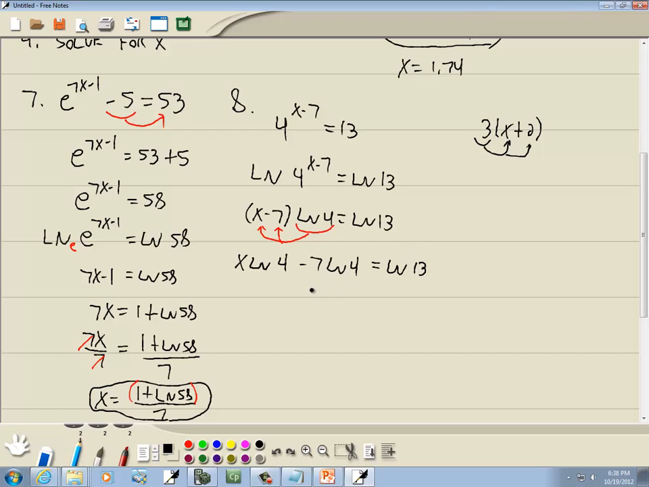Okay, now this is a linear equation at this point, so we're going to solve for x. If I were to put 7 natural log of 4 in my calculator, that's just a number. So our step in solving linear equations is get everything with a variable on one side, numbers on the other side. So I'm going to take the negative 7 natural log of 4 to the right side. When we do that, it becomes a positive. So we've got natural log of 13 plus 7 natural log of 4. Now we're trying to solve for x, so our last step is to divide both sides by what's behind our x. Now natural log of 4 is just a number, so we'll divide both sides by natural log of 4.